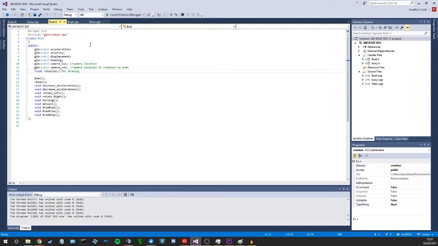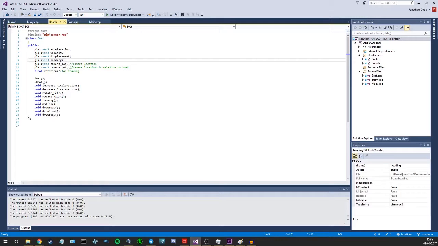Now let's look at the code. So this is the header file for our boat class, the class that deals with all the things for the boat. We have the first three vectors: acceleration, velocity, and displacement. These are fairly self-explanatory. We have the heading vector. This just tells us the direction in which the boat is looking and the direction that it should accelerate in.